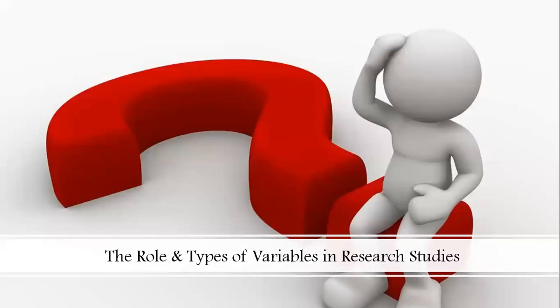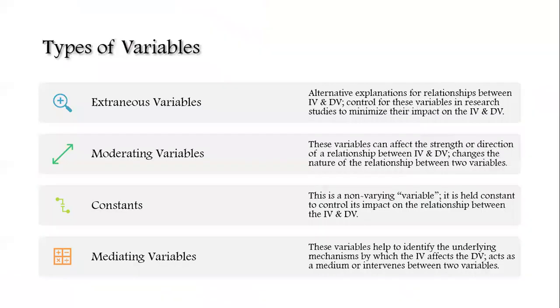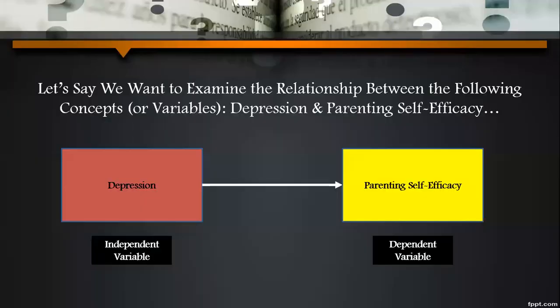So now let's talk about the role and types of variables in research studies. We have several different types of variables. We have extraneous variables, moderating variables, constants, and mediating variables. These are just some examples of types of variables. As we move through the next few slides, I'm going to provide you with some examples of each type of variable. You have the definitions here that you can read in your own time, but I want to give you more concrete examples so that you can see how these things can actually play out in a research study.